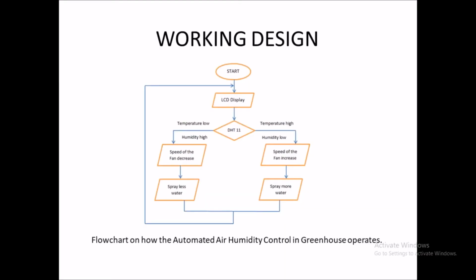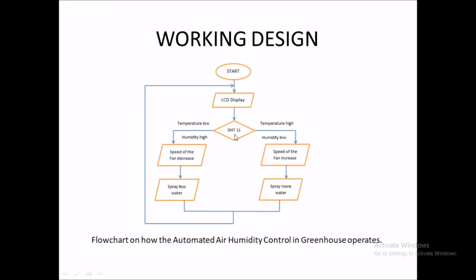For working design, this is the flowchart on how the automated air humidity control in the greenhouse operates. The LCD will start to display the command right after the system is on. After some delay, the DHT11, which consists of a temperature sensor and humidity sensor, will start to sense the current temperature and current humidity in the greenhouse.